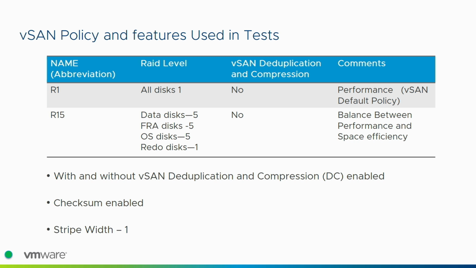Basically, it's using R1, so the two-way mirror is still configured for the redo log. For all the other disks, we're using erasure coding, basically RAID 5, to give you the capability of having more capacity configured, right? So it gives you the capacity benefits. And in this test, we did not turn on deduplication and compression. Basically, I'm just going to compare the results between R1 and R15 in the next slides.